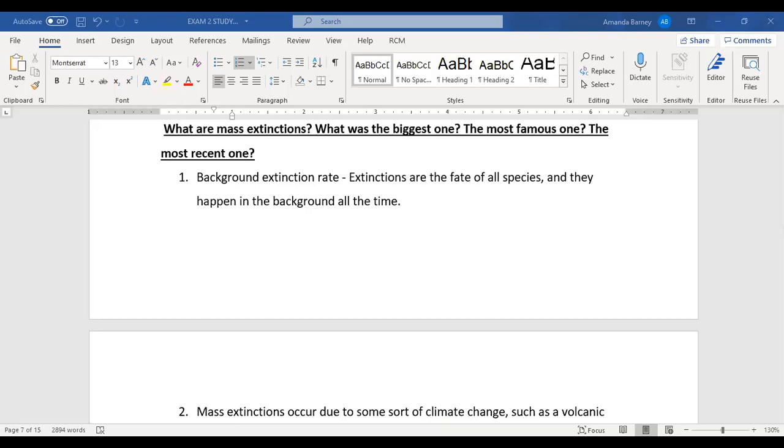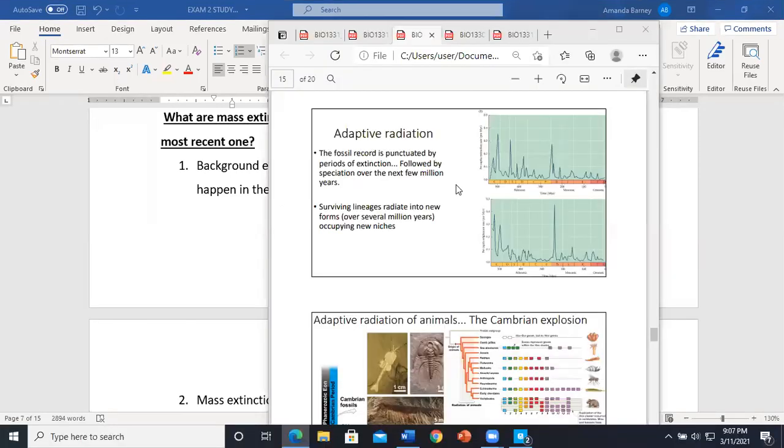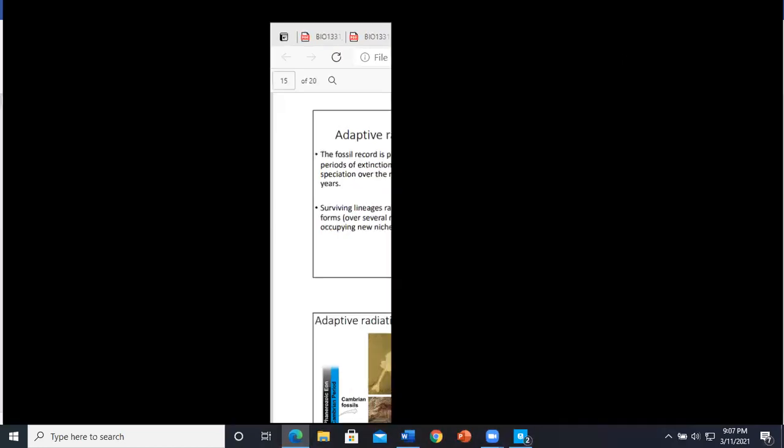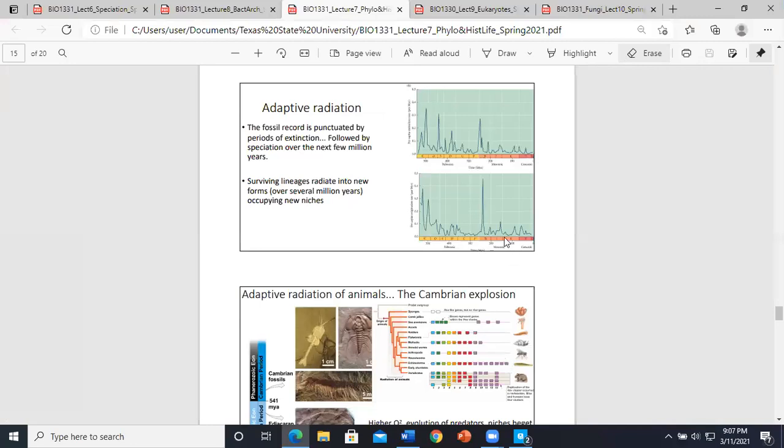Okay, so this just shows the adaptive radiation. In the background, we always have extinctions, and you can see it on this, I think the bottom one. I can't really read it that well, so I should open it up and look at it a little bigger. Okay, the top one is our extinctions, and the bottom one is our adaptive radiations. Can you guys see this screen, the PowerPoint that I'm looking at? I'll take that as a yes.